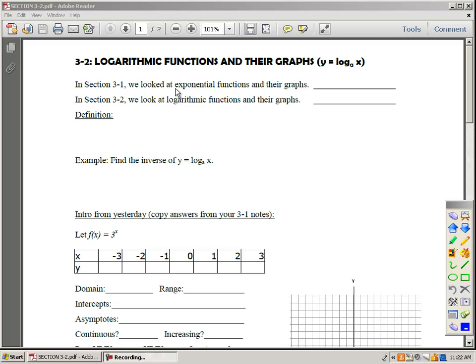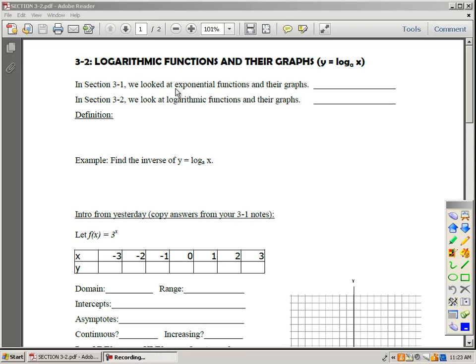Welcome to section 3.2. We're dealing with log functions today, and we're going to be graphing. Basically, the majority of this section will be without your calculator, so if you put that aside, you won't be tempted to use it. As we go through, we want to talk about different functions.